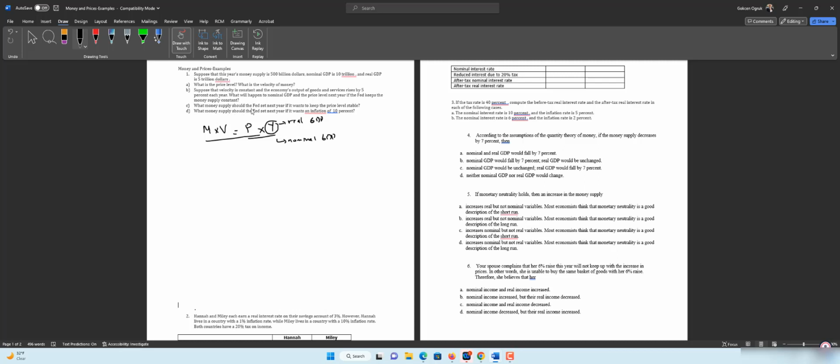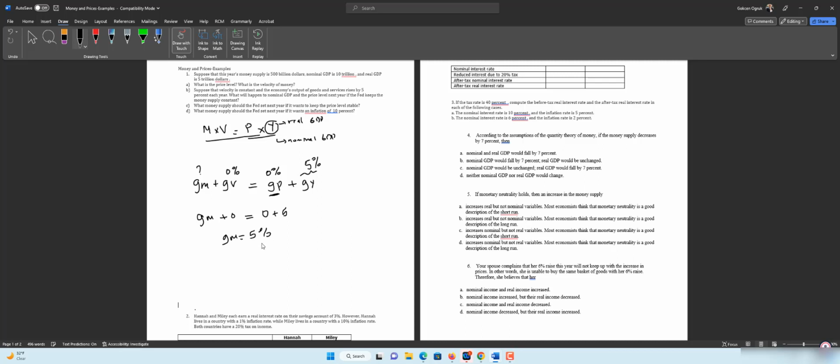Part C asks what money supply should the Fed set next year if it wants to keep the price level stable. So again, let's write it. GM plus GV is equal to GP plus GY. And we know that this part grows by 5%. And we also know that velocity doesn't change, 0%. So we want to keep the price level constant. Therefore, 0% here, do not change. We need to find out how much the growth in money supply. So GM plus 0 is equal to 0 plus 5%. Therefore, GM is equal to 5%.